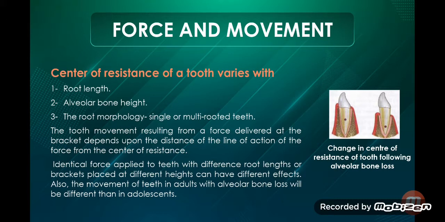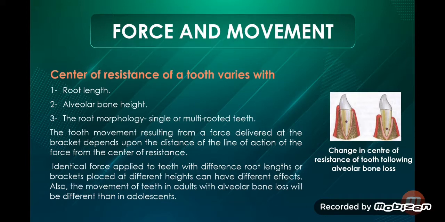So in these figures, we can see the changes that occur in the center of resistance of the tooth following alveolar bone loss. So when we have loss of bone, the center of resistance of the tooth will be moved more apically.